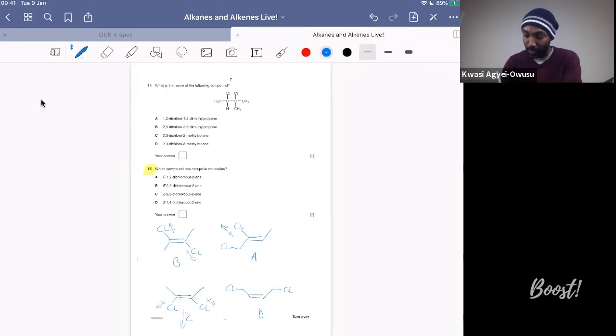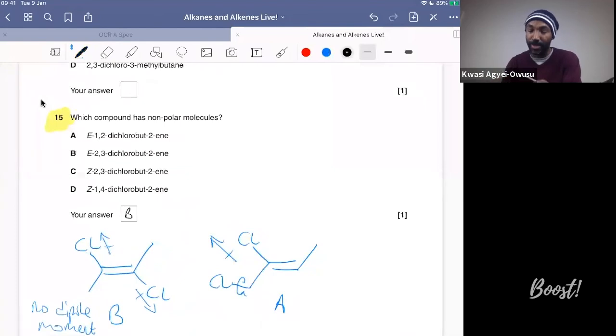There's no dipole moment in B. So B is not polar overall. In A, even though one of the chlorines is fixed, the other isn't. There is bond rotation here, so you can potentially have the two chlorines contributing to a net dipole moment, and the same is true for D, and so the answer is B, which is the only one where the chlorines are fixed and can't move. Okay, so correct answer is B. We use black, and there we go.